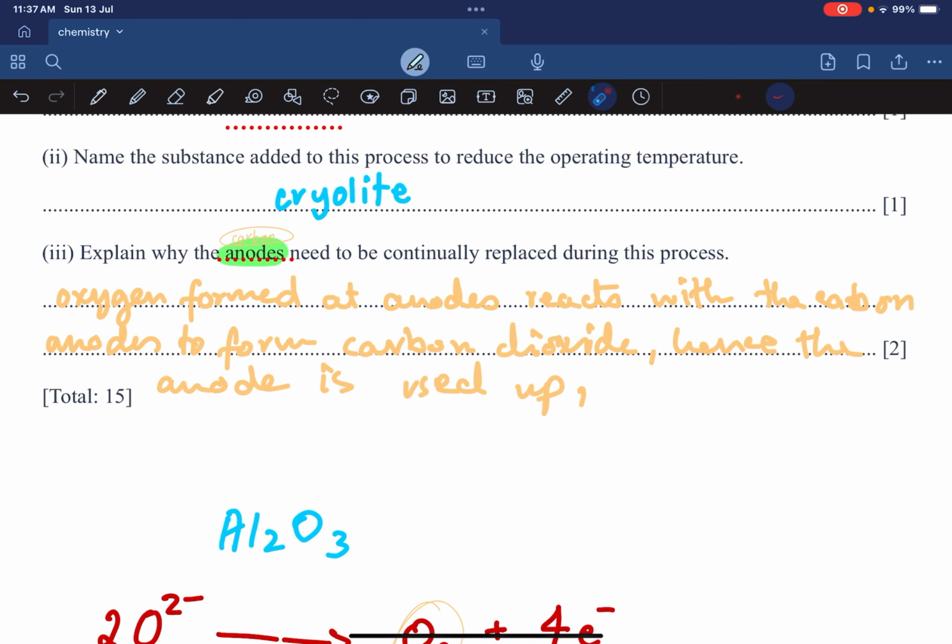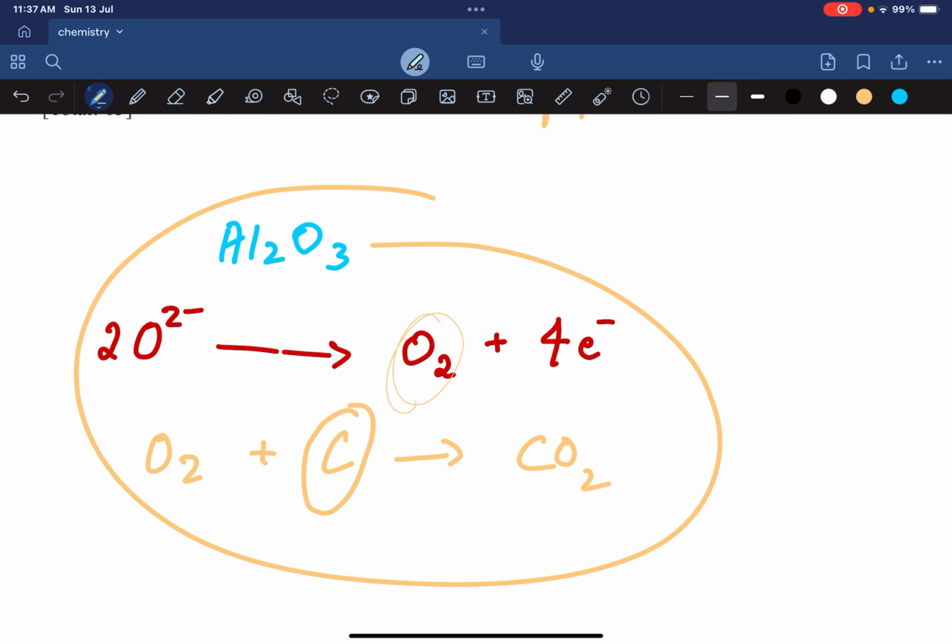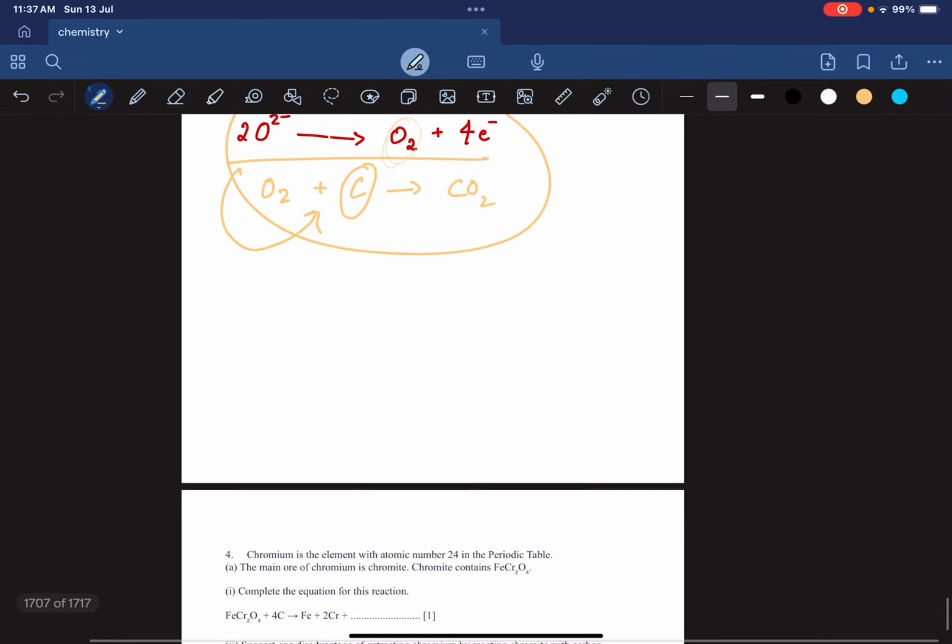I guess that's enough. That's simple. You just had to say that the oxygen is going to form this carbon dioxide. You can write equations as well. Okay, moving on.